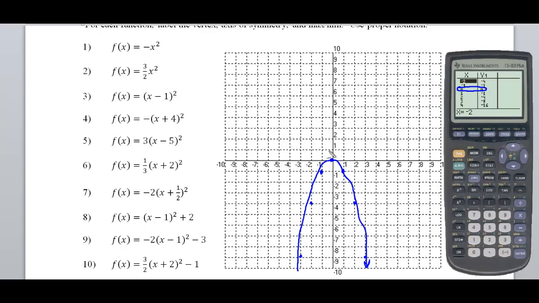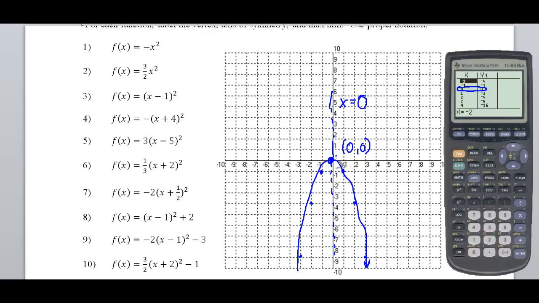Now, the first thing it says here is label your vertex. So your vertex is here, and that vertex is going to be 0, 0. It says then to label the axis of symmetry. The axis of symmetry is going to be a dotted line through the vertex vertically, and the proper notation for that, for any vertical line, it's x equals. So it's x equals 0 because this is a vertical line going through the x-intercept of 0.